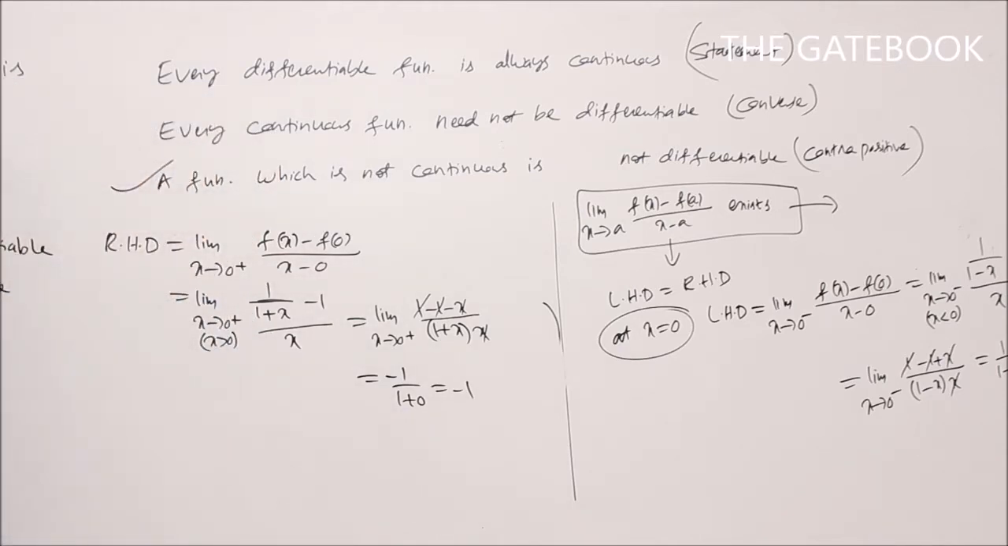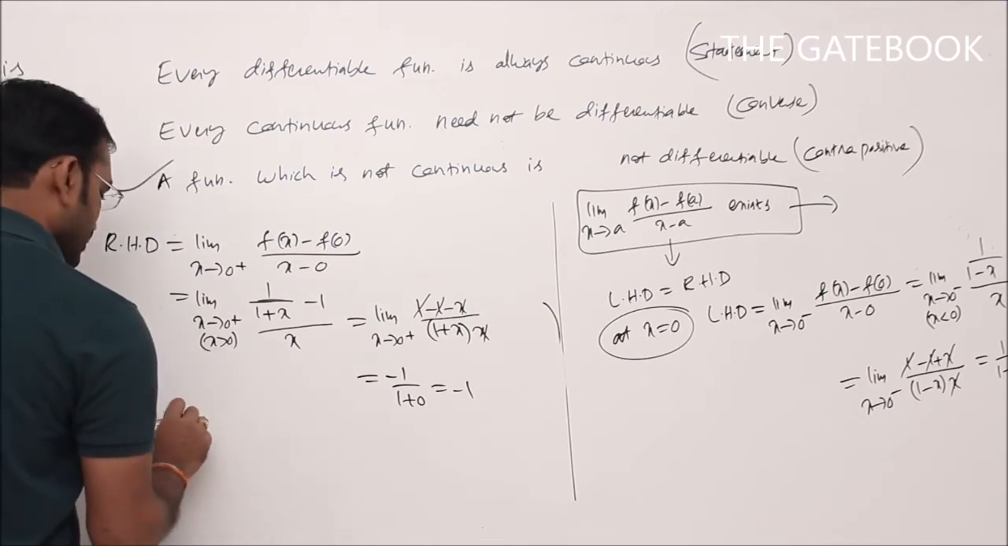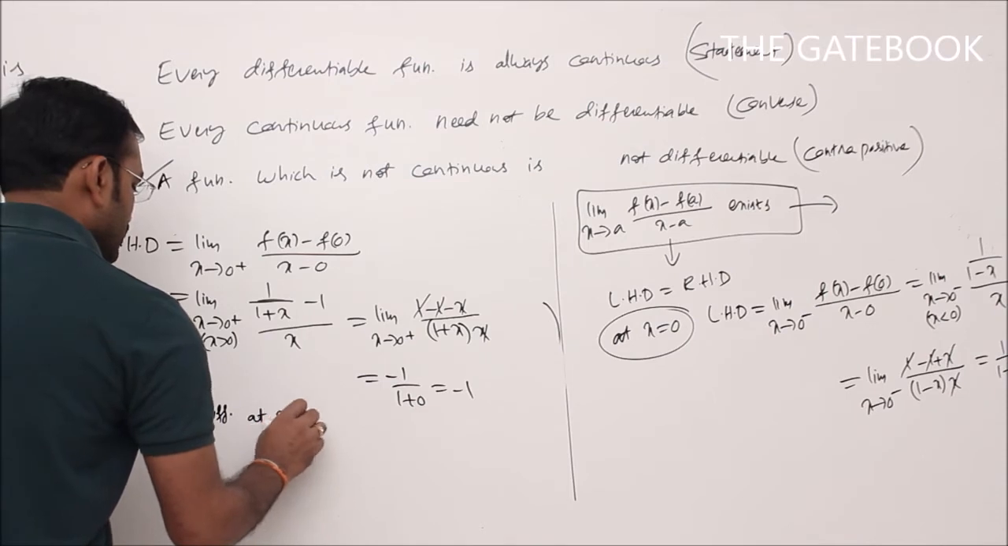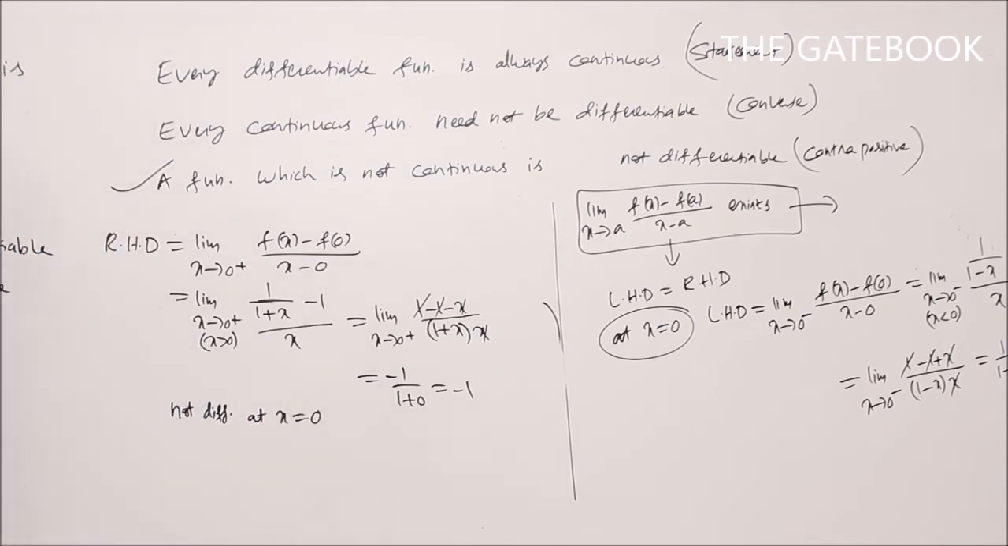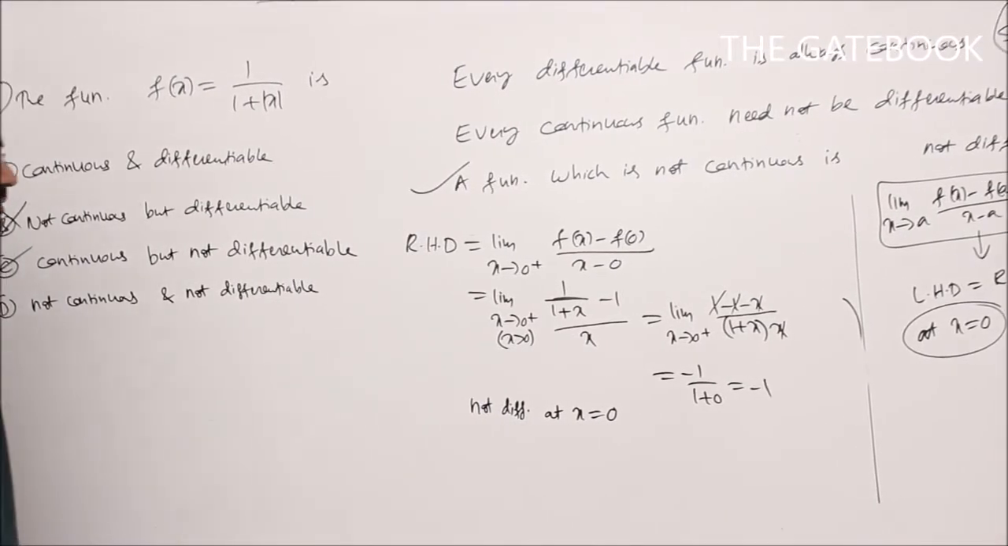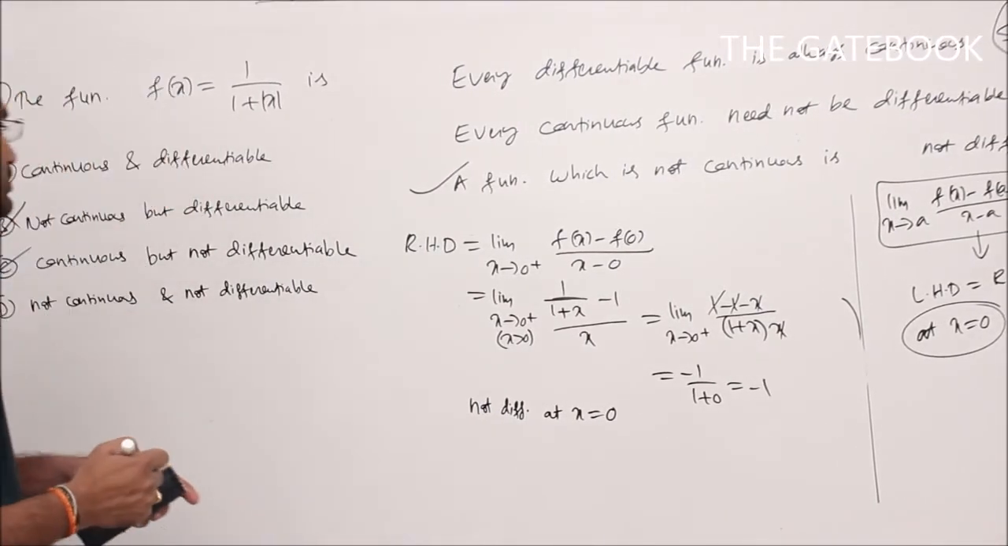Left hand derivative not equal to right hand derivative. Therefore, the given function is not differentiable. Given function is not differentiable at x is equal to 0. So given function is continuous at x is equal to 0, but not differentiable at x is equal to 0. So continuous but not differentiable. Continuous but not differentiable. That is the correct option.